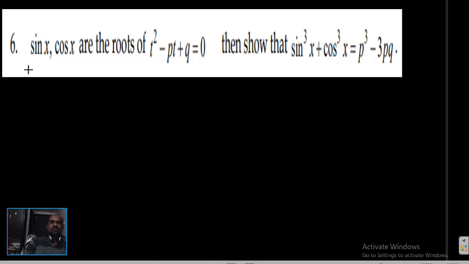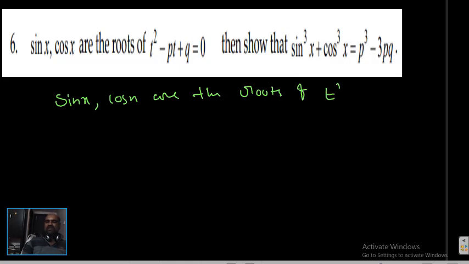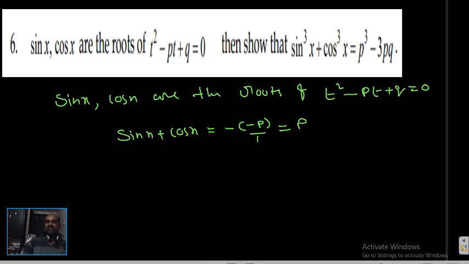Next, sixth problem, same, Nana. Sin x, cos x are the roots of t square minus pt plus q equals 0. Sum of the roots, sin x plus cos x equals minus of minus p by 1, that equals p. Product of the roots, sin x into cos x equals q by 1, that is q.